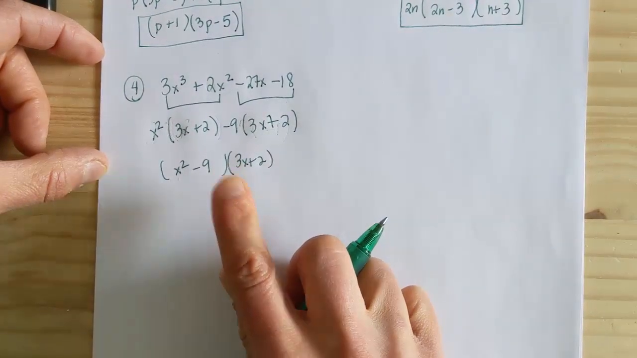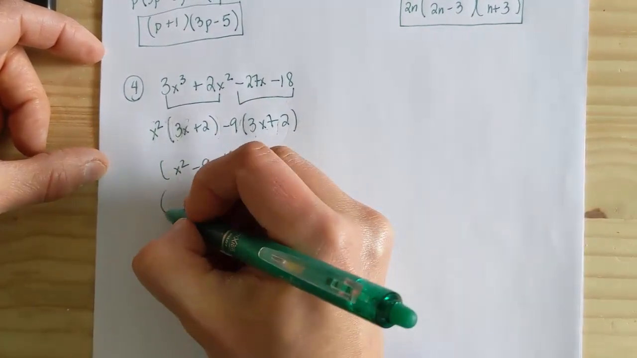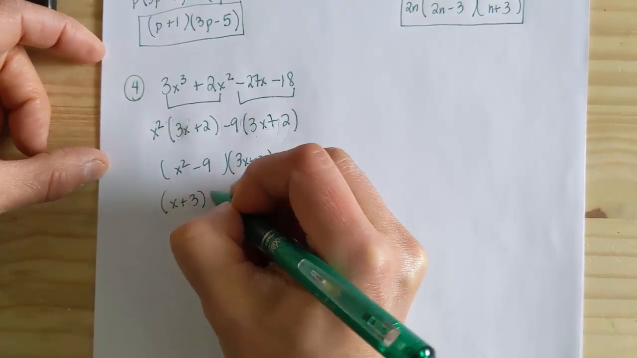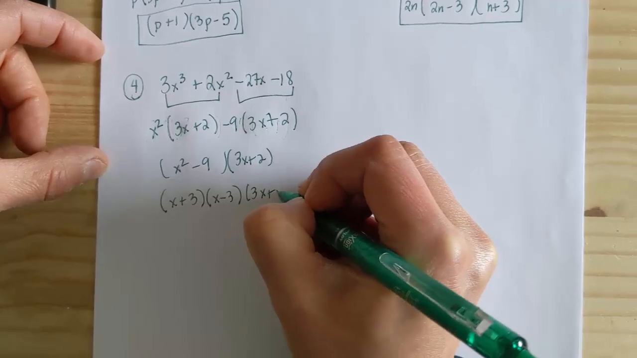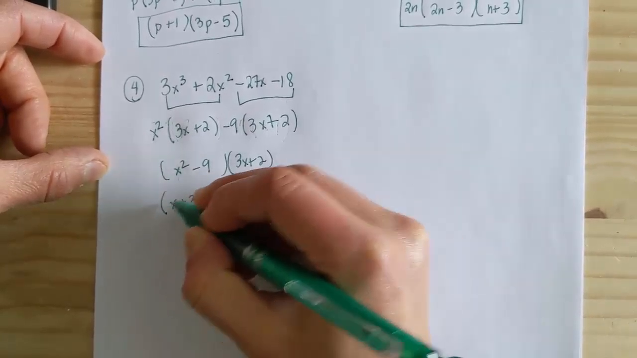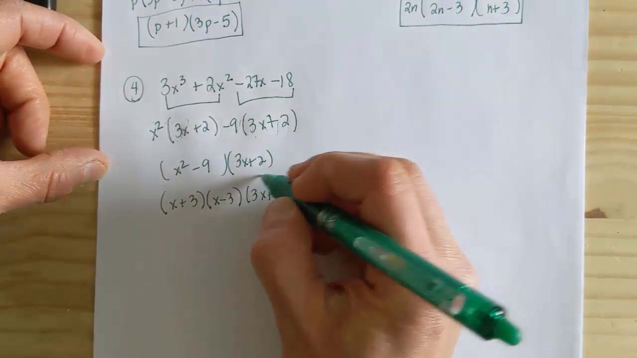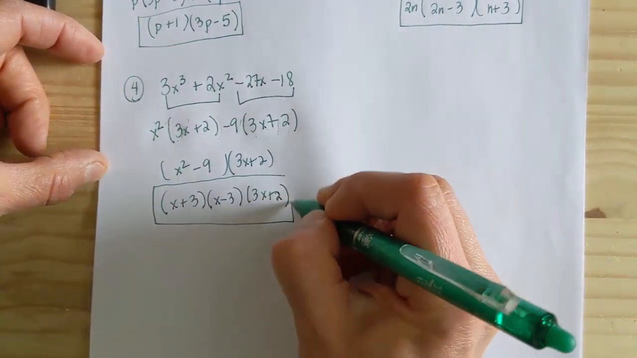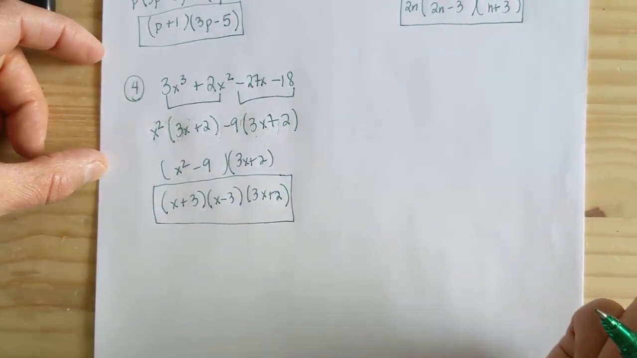Make sure you realize that you're not finished yet. This is a difference of squares, so we're going to factor that as x plus 3, x minus 3, and this one is 3x plus 2. Each one of these factors is a linear factor, meaning the x has a power of 1, so I know it can't be factored any further. Awesome. The rest is for you to try on your own, and then make sure you check your answers.